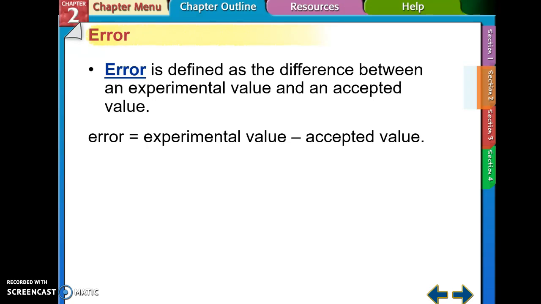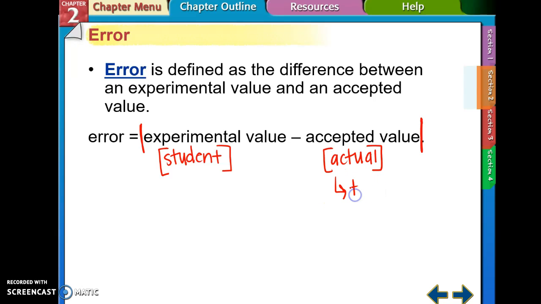One thing to remember is that error is always going to end up being positive, so you would have to take the absolute value of this. A couple of things to remember. Experimental value: this is what the student did. This is what you get in a lab. The accepted value, or the actual value, is provided by a teacher, by an instructor. It comes from scientific literature.